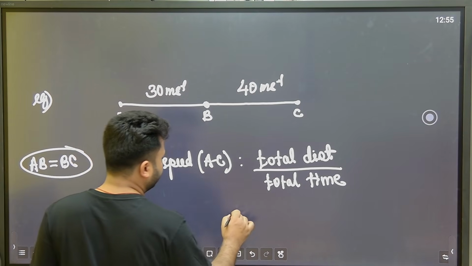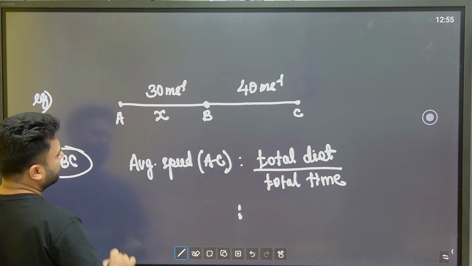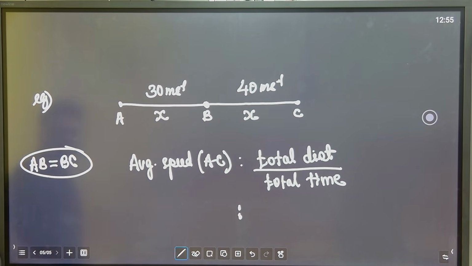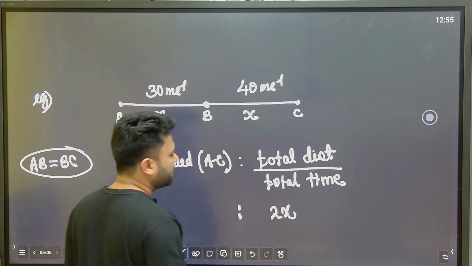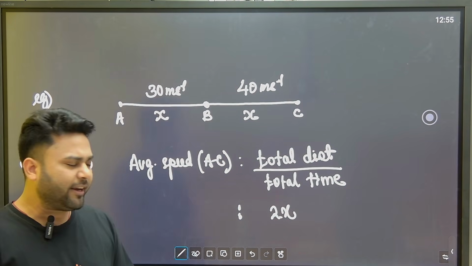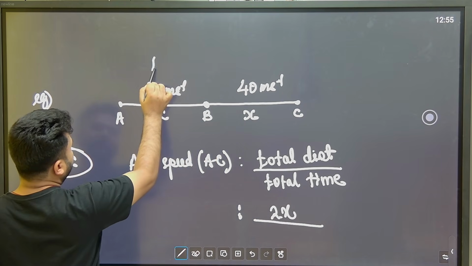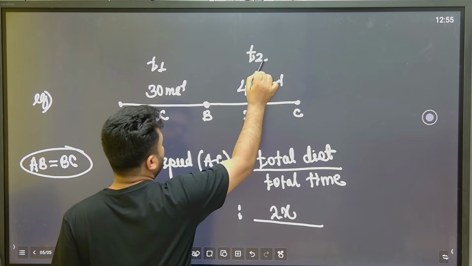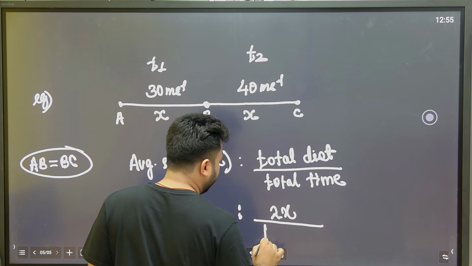Now total distance will be AB, suppose I write X, plus BC. So this will also be X. Why? Because it's given in the question. So total distance will be X plus X, that is 2X, divided by total time. Suppose A to B takes T1 time, and from B to C it takes T2 time. So total time, I should write T1 plus T2.